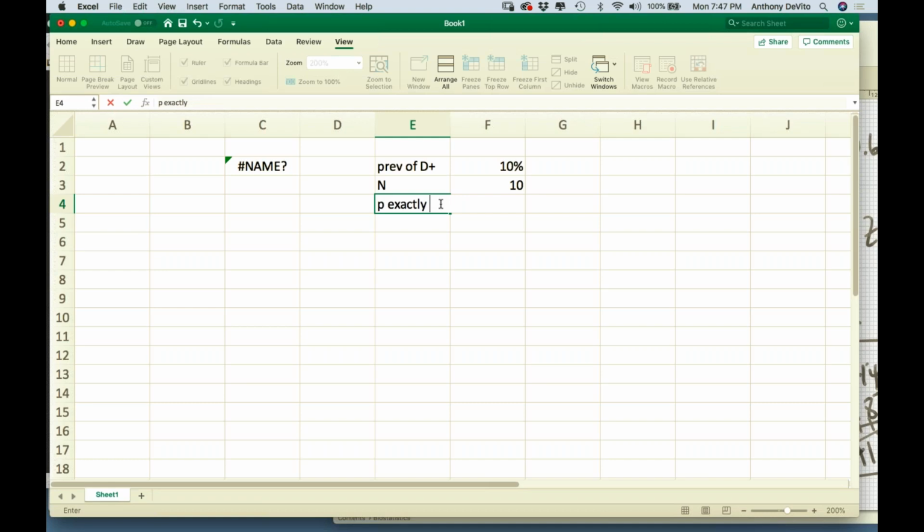How about this? Rather than 3, exactly 1 is diabetic. I chose that because that's the most likely outcome, right? I've got 10 people, and 10% of the population is diabetic. So 10% of 10 is 1 person. That seems like the most likely outcome, doesn't it? Okay, so I'm going to go back here.